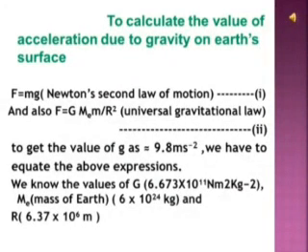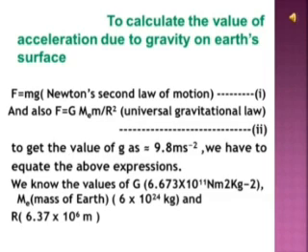Next topic is to calculate the value of acceleration due to gravity on Earth's surface. Let the same stone be on or near the surface of the Earth. Then the distance small d in the previous expression will be equal to capital R, the radius of the Earth. Then by applying Newton's second law of motion, the force acting on the stone to produce acceleration is F equal to mg. This is expression 1.